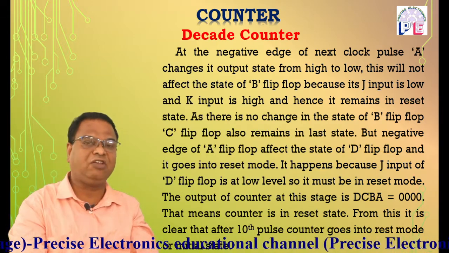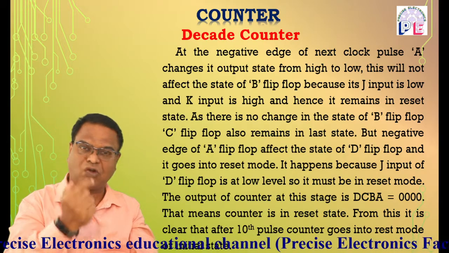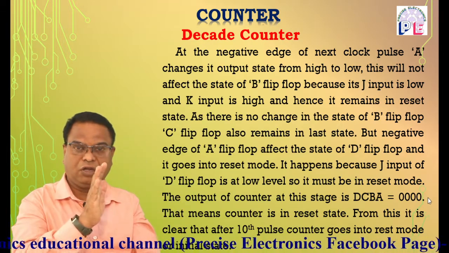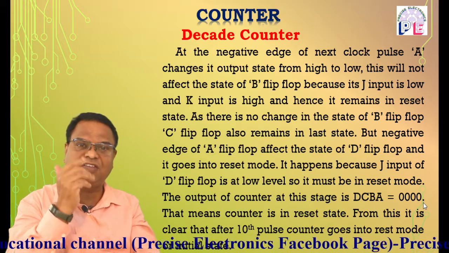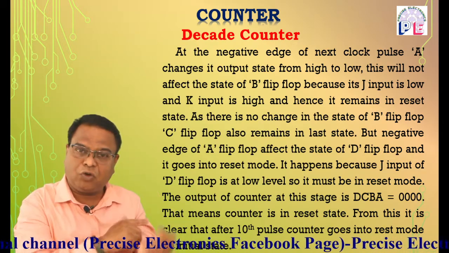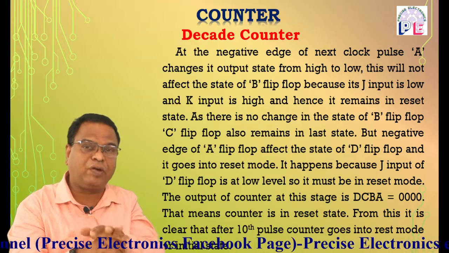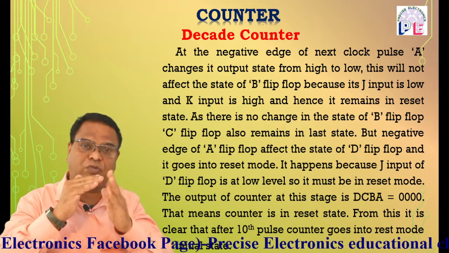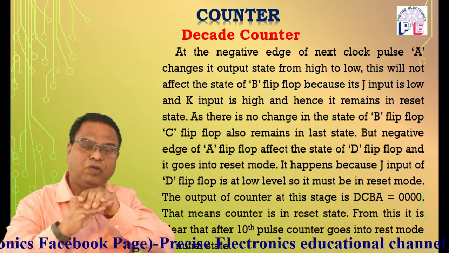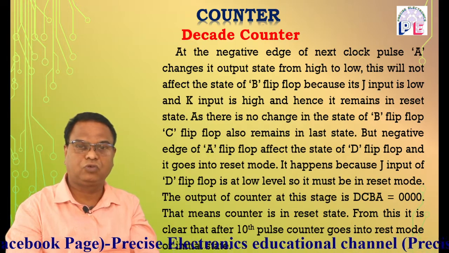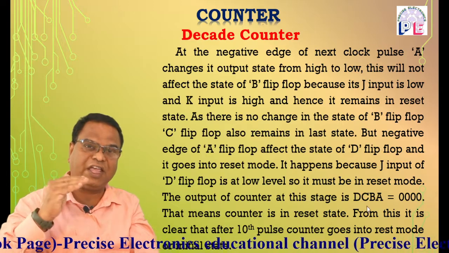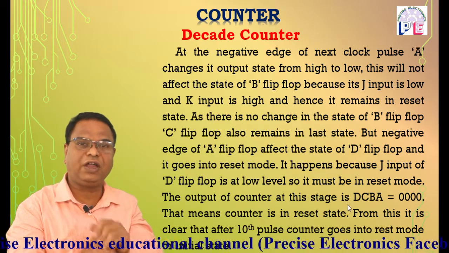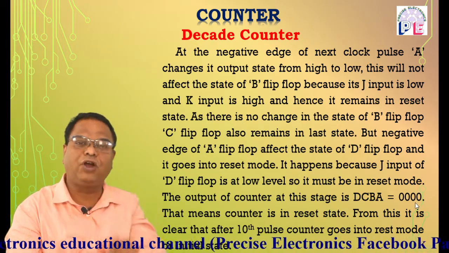So at the negative edge of the 10th clock pulse, A changes the state from 1 to 0. This negative edge toggles the fourth flip-flop. It will not be able to toggle the second flip-flop because its J input is low. But the fourth flip-flop is in set mode, so transition of the fourth flip-flop occurs, and due to which the state of the fourth flip-flop changes to low level. So at the 10th clock pulse, A changes the state from 1 to 0, B remains at 0, C remains at 0, and D also changes its state from 1 to 0.